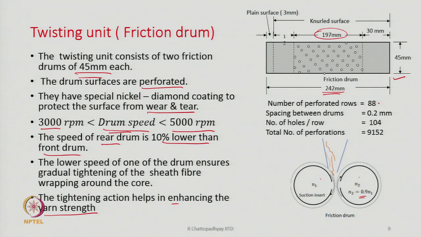The number of perforated rows is around 88, with spacing between the drums of 0.2 mm or sometimes 0.1 mm. The number of holes per row is 104, so the total number of perforations is 9152 on the entire surface of the drum. So many perforations are there.